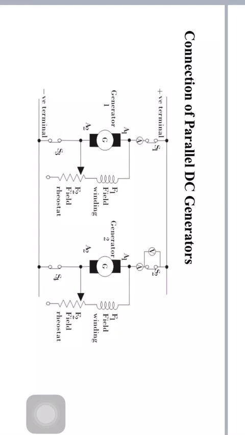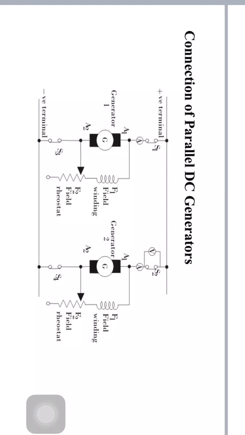Okay, so this is a stepwise procedure, and precautions should be taken when we are supplying the load, when we are shifting the load from one generator to another, and when we are connecting another generator in parallel with the existing generator. So once again I am repeating how we will get the parallel connection of DC shunt generators.